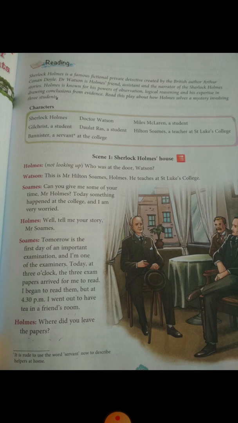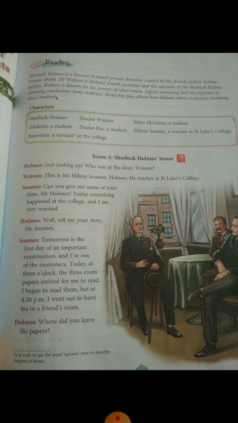Scene 1, Sherlock Holmes' house. I am going to explain what happens in scene number 1. There is a professor named Hilton Soames at St. Luke's College. Tomorrow will be the first day of an important examination, and Mr. Soames is one of the examiners. Today at 3 o'clock, 3 exam papers arrived for Mr. Soames, and he has to recheck them. At 3 o'clock, he starts to read the papers.